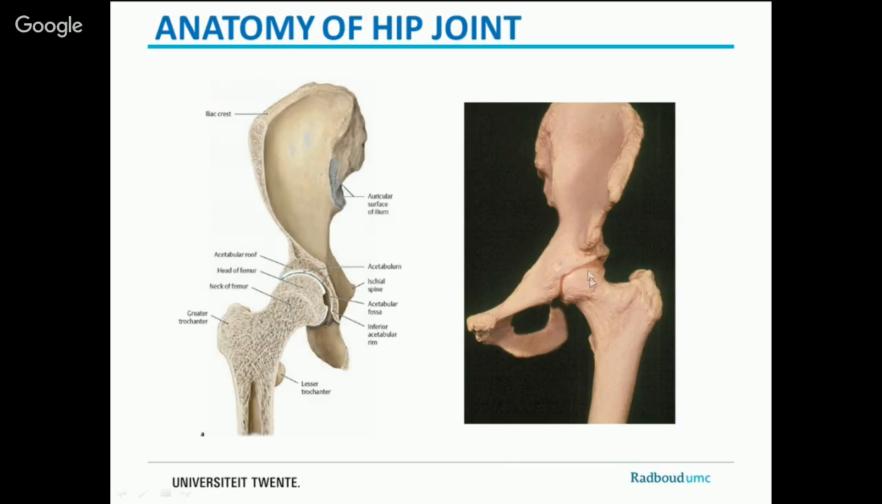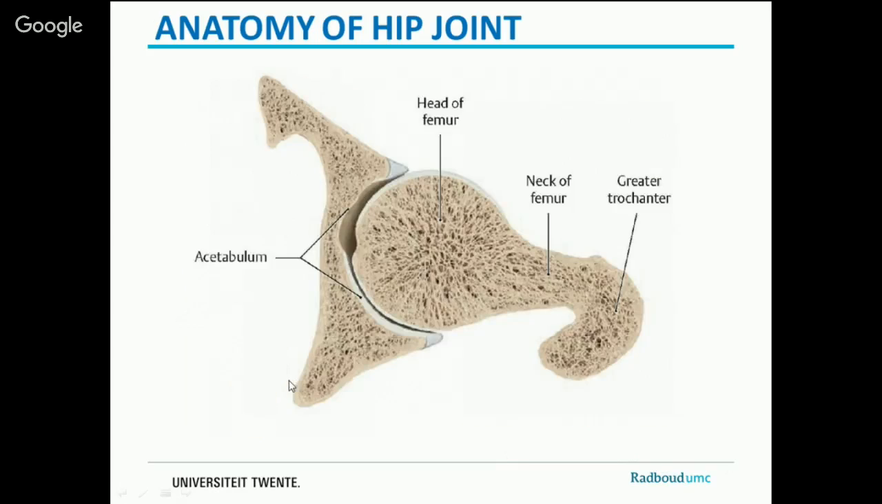Here you see the bones. You see here also the lesser trochanter, which I always look at if I have to know whether I'm looking from the front or the back. So the lesser trochanter is on the back side. Here you see a cross-section, so it's a transverse cross-section.